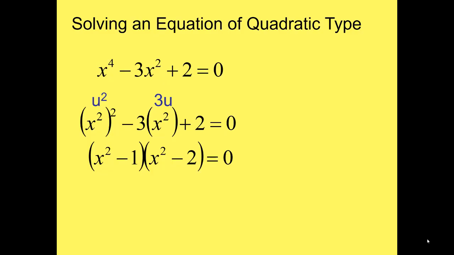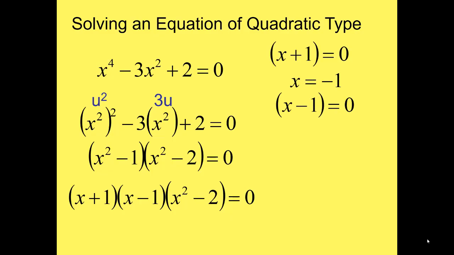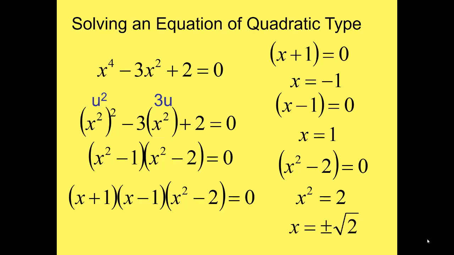You don't really have to do that if you don't want to, but it really does help you in calculus later on. Okay, so if I think of it that way, then I have two binomial terms, x squared minus 1, x squared minus 2. X squared minus 1 factors into x plus 1, x minus 1, x squared minus 2, and we'll have to extract square roots. And here are the solutions. So I get x is equal to -1, +1, and plus or minus the square root of 2.